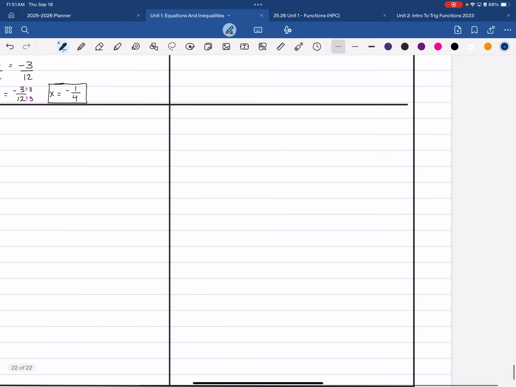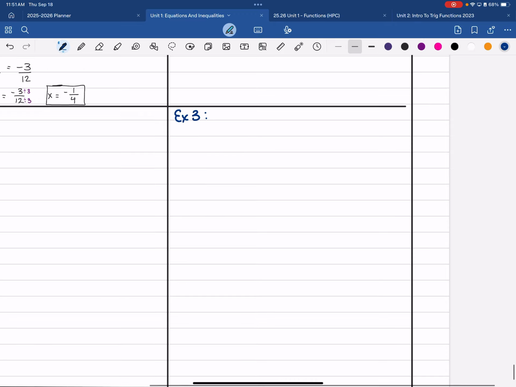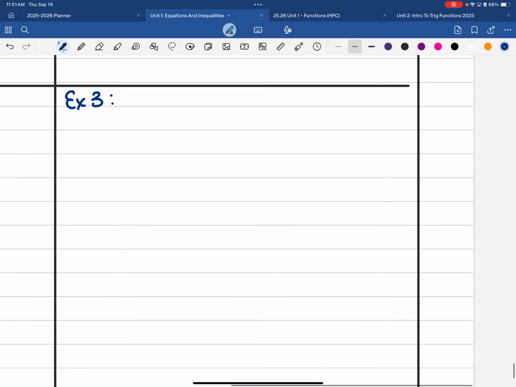For example 3, we're going to bounce back to our fractions for just a minute because I want to show you one thing that can happen. Let's say we have 1/2 times (2/3 x plus 4) all equals 1/6.